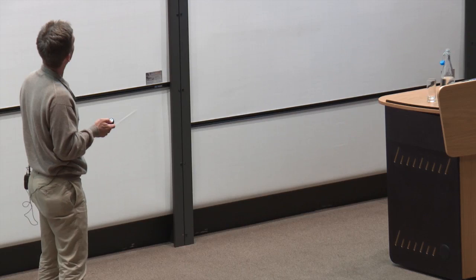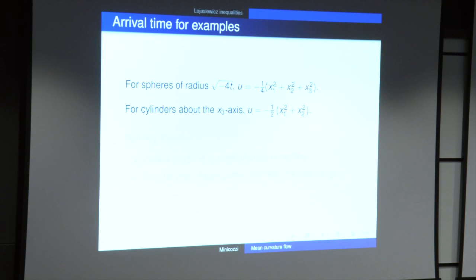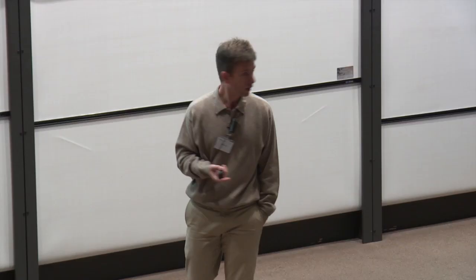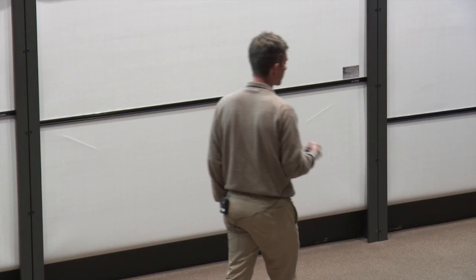Okay, so let's see two examples of the arrival time. The first is for the spheres. As the spheres contract, here I've made the initial time negative, with the radius being the square root of minus 4t, you can just compute, so the radius squared is minus 4t. So t is the arrival time, and we get that the function is this quadratic polynomial. For cylinders about the axis, you also get a quadratic polynomial. A couple of things to notice from these arrival times: the critical points of the arrival time are the singularities of the flow. And the second thing is that the second order Taylor series describes the singularity.